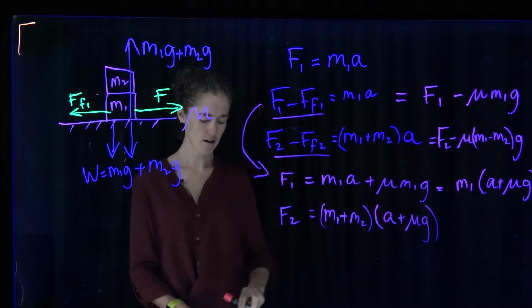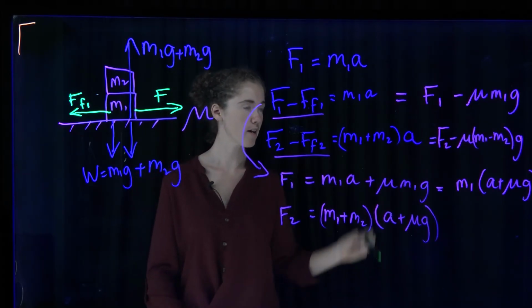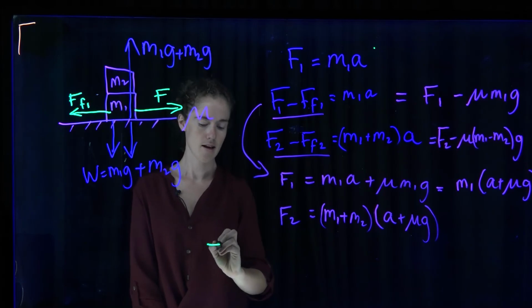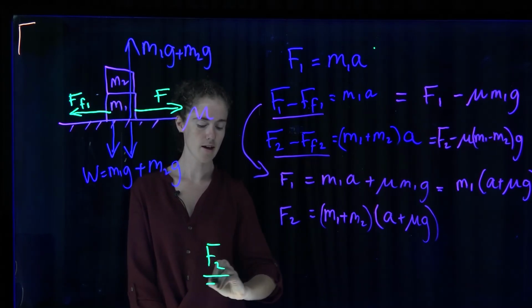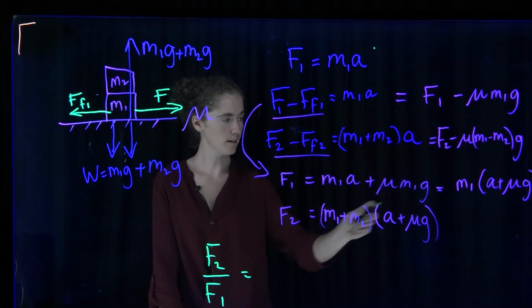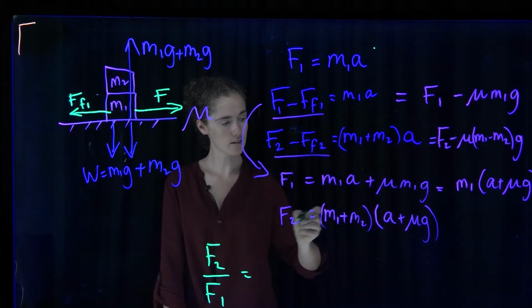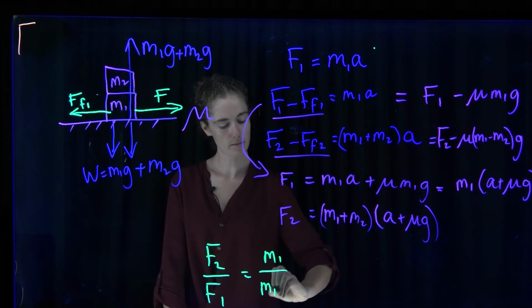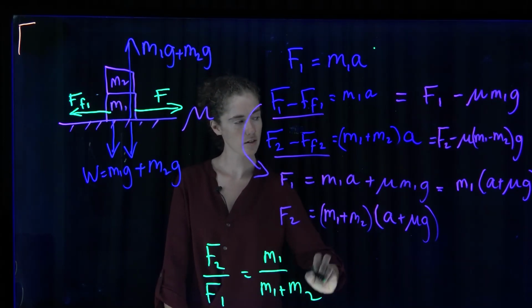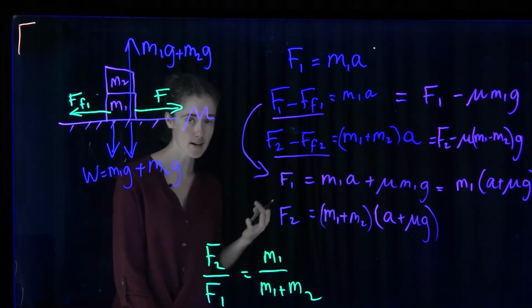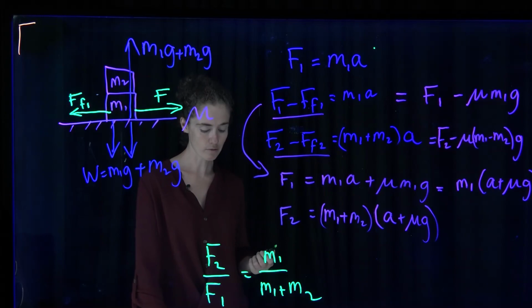So now we're going to calculate our ratio, let's see, F2 over F1, and we can see that these two will cancel, M1 over M1 plus M2. And we can leave out the A plus mu G term because that's the same for both F1 and F2.